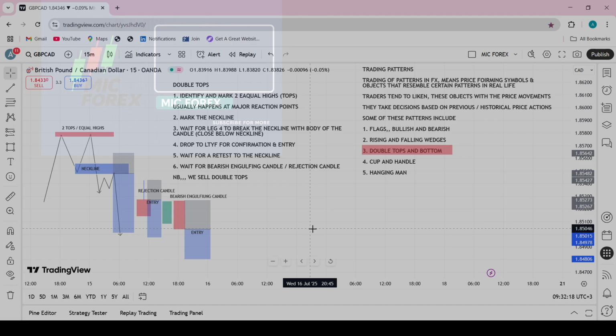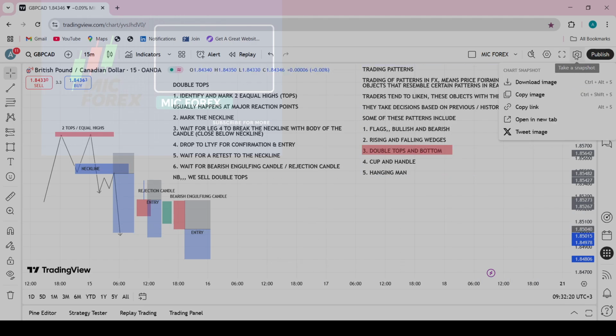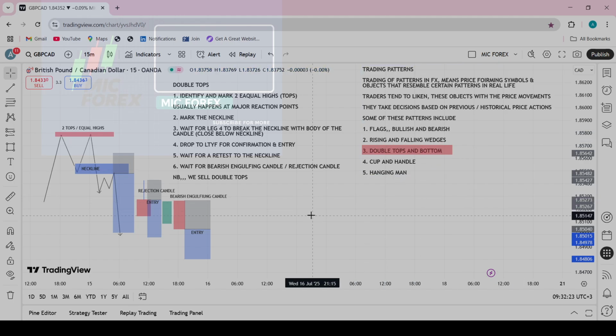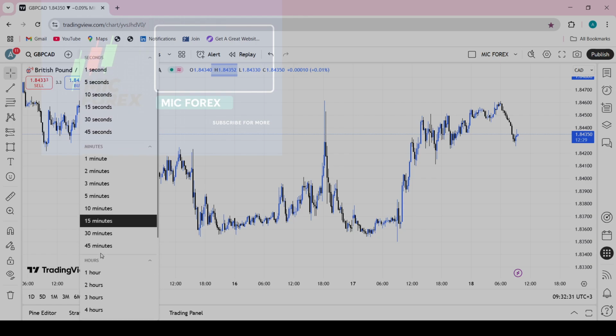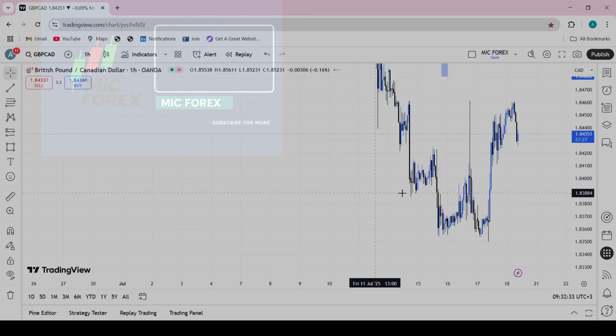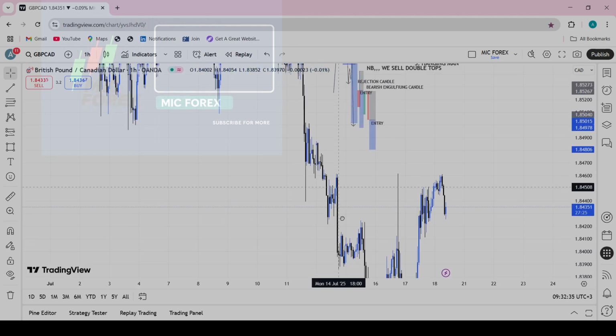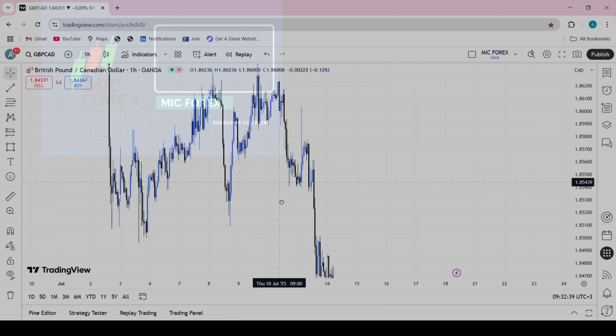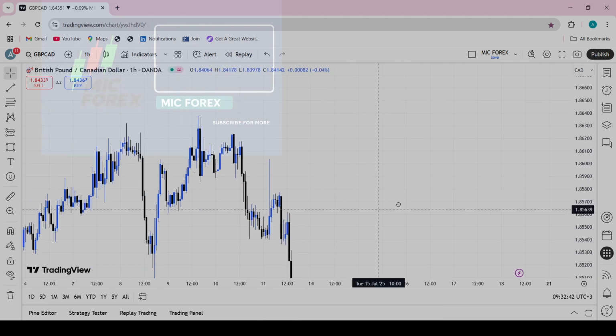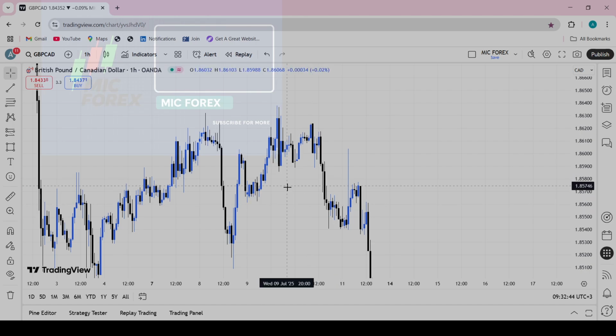Let's just go to the real market, and then we look at this one. This is GBP CAD. Let's go to 1 hour to identify our zones there. Then we can now know where we can pick our trade.